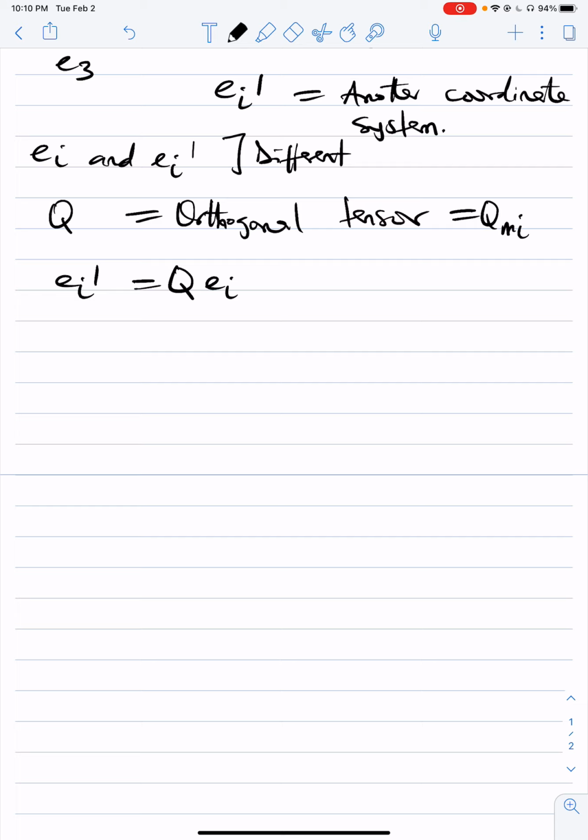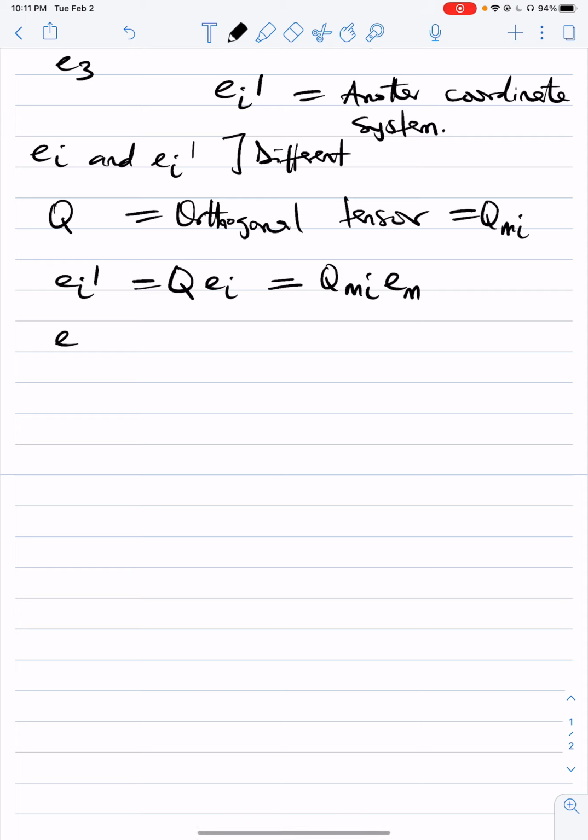So if you write that in components, Q E I is Q M I E M. I guess you can still remember why, if we sum on the m's, we get an I remaining, and this gives you an I index, because the index on the left should be equal to the index on the right. So if we expand this, it is E I, right?